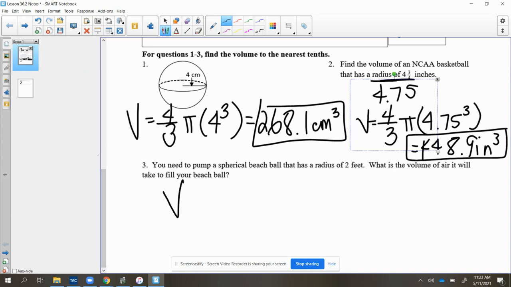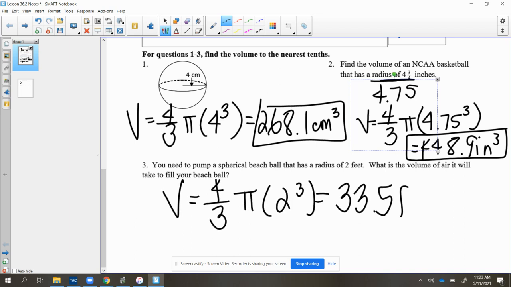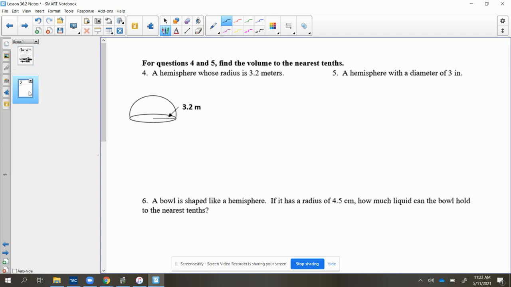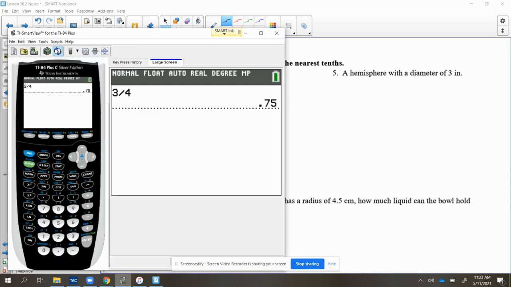If you are pumping up this spherical beach ball, again, a ball is a sphere, so 4/3 times pi times your radius cubed, you should have 33.5 cubic feet on that. All right, and then a couple examples on the back quickly with the hemispheres. If it's a hemisphere, we're changing it up ever so slightly, it's now 2/3 pi times our radius cubed. So on this one, you're just using 2/3 times pi times that radius value of 3.2 cubed. You get a total of 68.6 cubic meters.